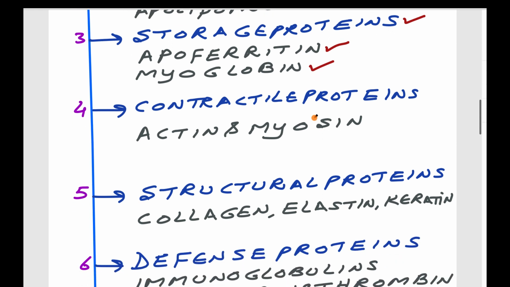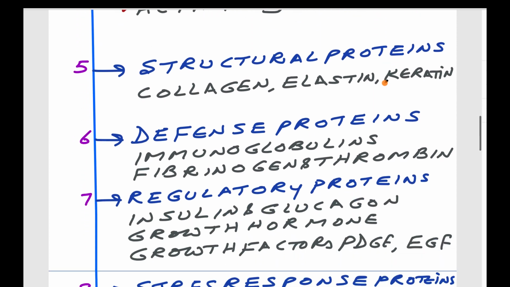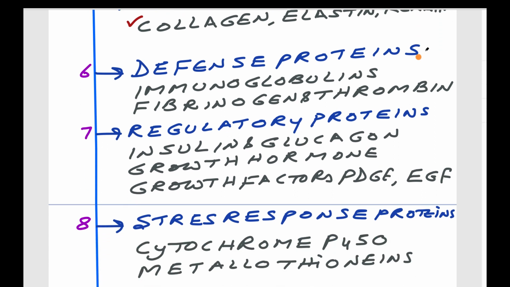Then contractile proteins, very important proteins in the muscles. They are actin and myosin. Then structural proteins, in the connective tissue. They provide the structure. They contain many important proteins like collagen, elastin, by which elasticity is provided, and keratin, which is present in the nails, hair and skin. Then defense proteins, which defend against foreign agents.